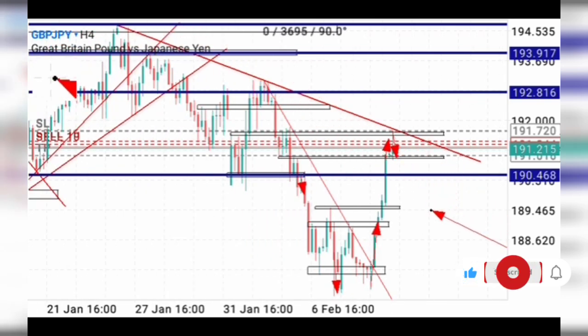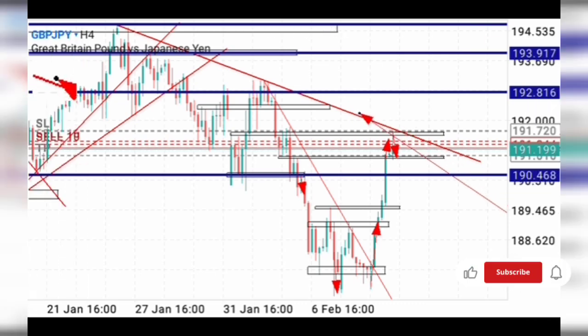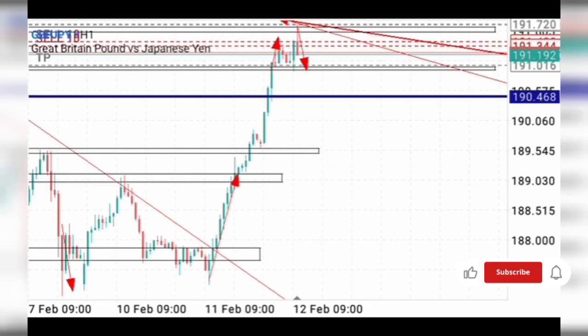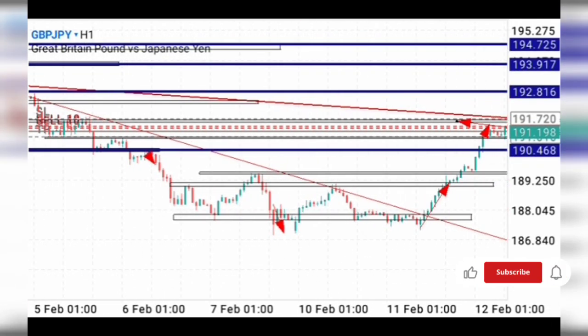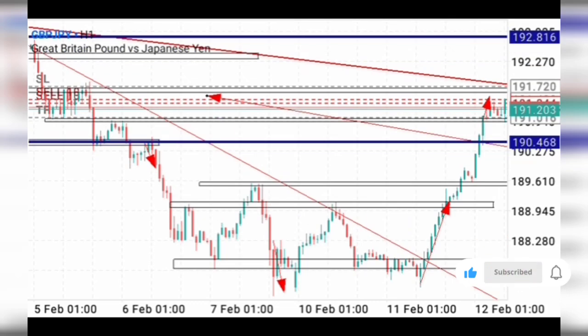So now guys, after I see price getting to this level, and if you look from a 1 hour time frame, there's a support level that supports this trend line. This trend line is actually a resistance, and there's also another resistance from a 1 hour time frame, which is this level.